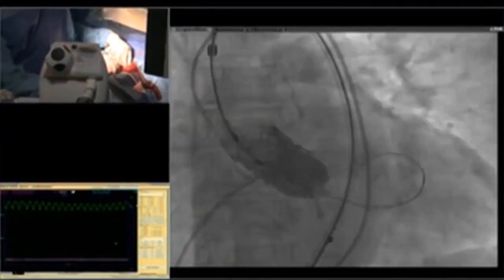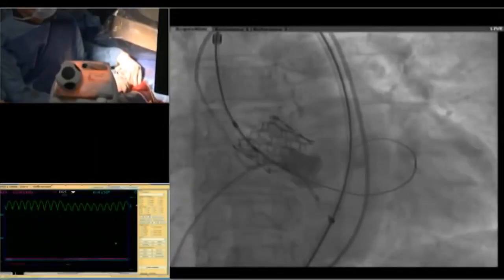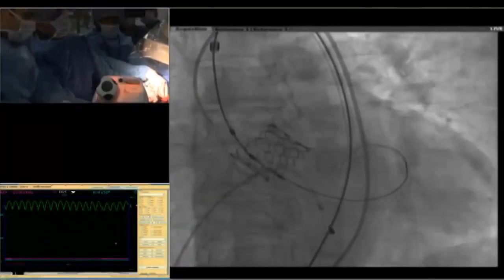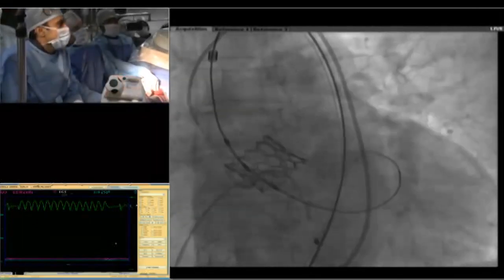1001, 1002, 1003, 1004. Deflate. Don't do anything. All right. Stop pacing now. Yeah, pacing off. Okay. Let's remove the valve balloon.